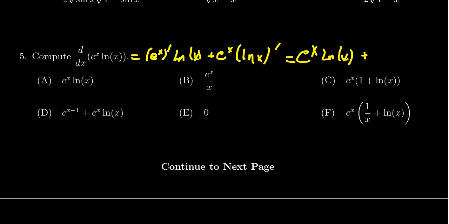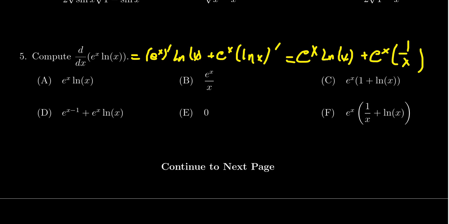For the next one, we're going to get e to the x. Then we get the derivative of the natural log, which was 1 over x. And so let's look to see what we can find. I don't see that as an exact answer, but notice if you factor out the e to the x, you'll get e to the x times 1 over x plus the natural log of x.